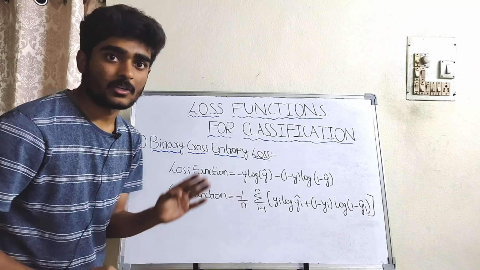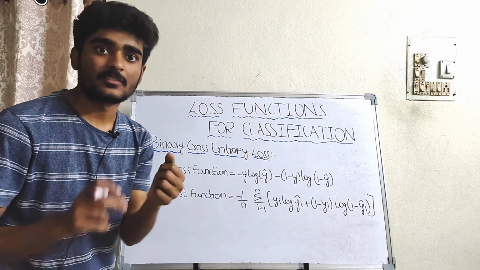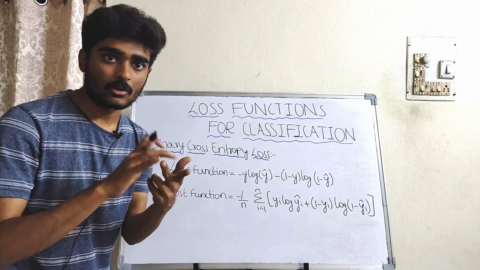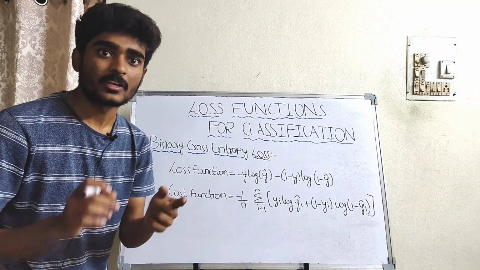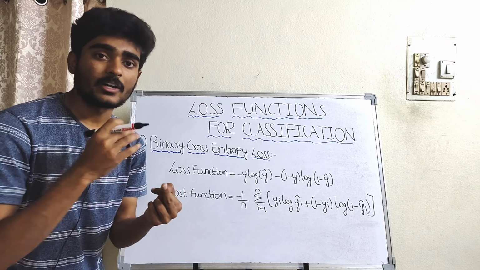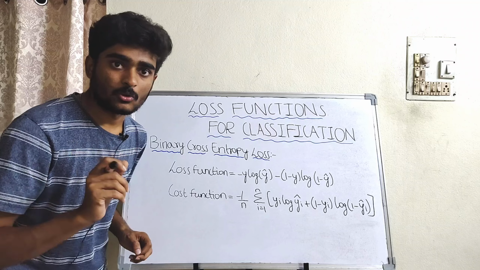Let's take an example. You have a dataset in which your target variable has two classes, that is dog or cat. An image that is given as input to a neural network is classified either into dog or into cat. In that scenario we use binary cross entropy loss.